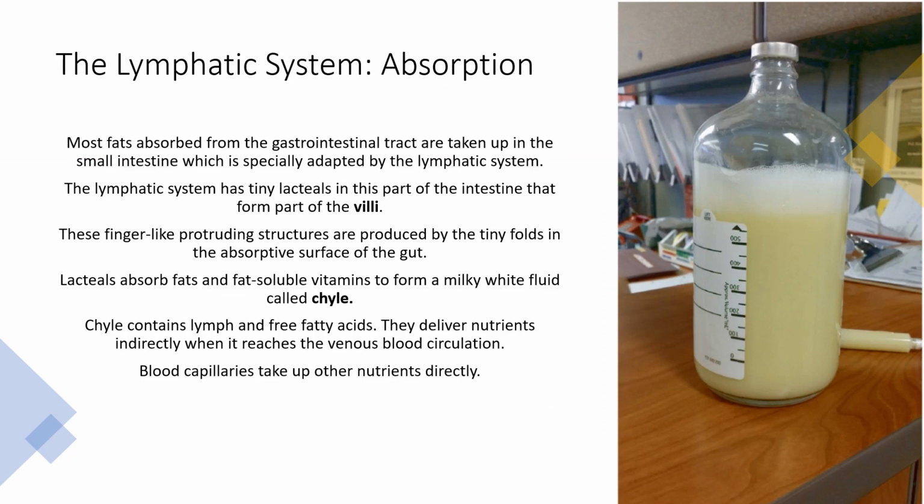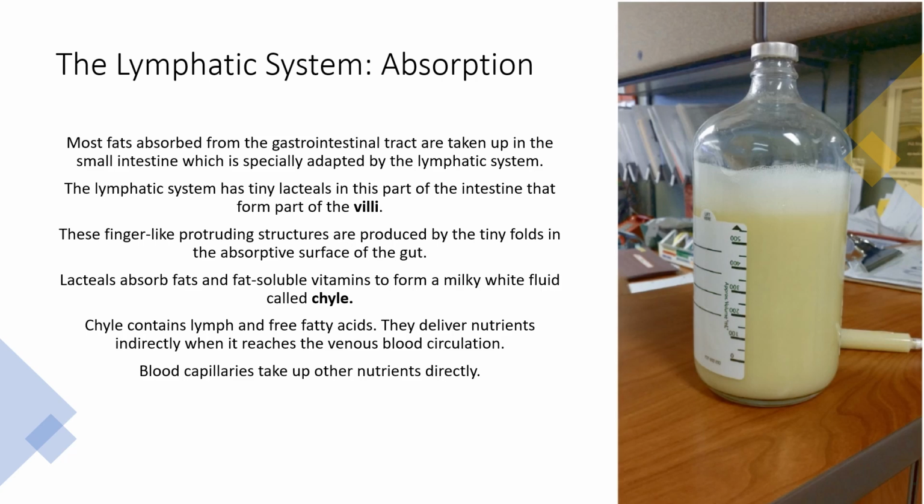So when it comes to absorption, most fats absorbed from the GI tract are taken up in the small intestine, which is specially adapted by the lymphatic system. The system has tiny what we call lacteals in the part of the intestine that form part of what we call the villi. They look like finger-like protruding structures, and they're produced by tiny folds in the absorptive surface of the gut. So our intestines and our gut are very important for the lymphatic system to do its job.